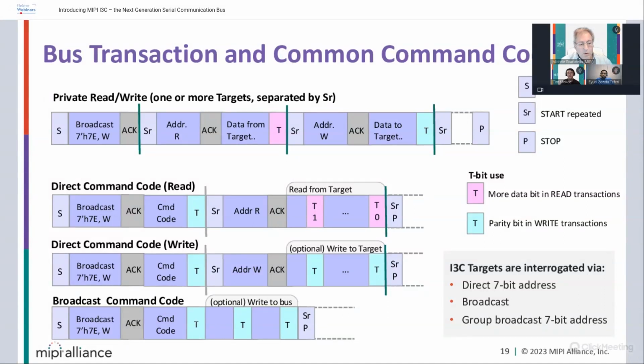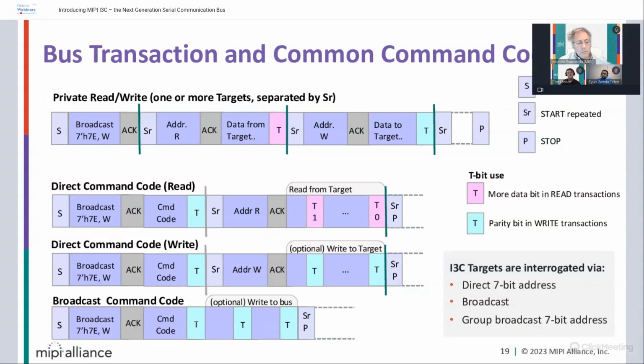I'll try to show here the main ones. There are also some special cases, but I think this gives good coverage. What I show in the first line is what we call private read-write. After the broadcast probe that you do, you can do a repeated start. At this point, it behaves exactly like I2C.